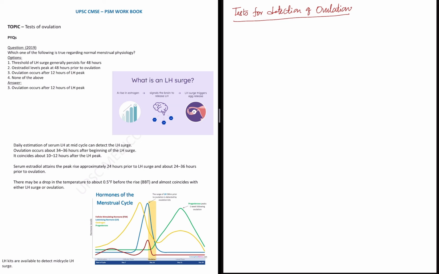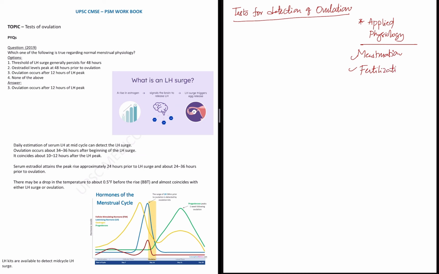So we're doing the obstetrics and gynecology part of the UPSC CMS discussion. In the previous year papers, whatever I have analyzed, there are a few important topics from applied physiology. They're asking questions from physiology of menstruation, and they're also asking questions from physiology of fertilization.